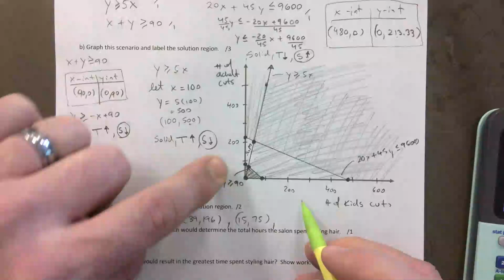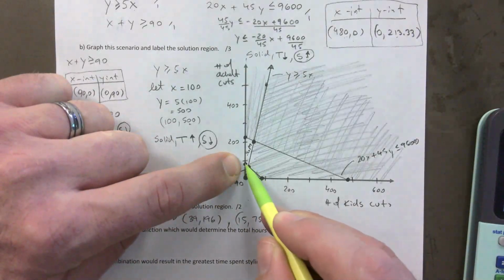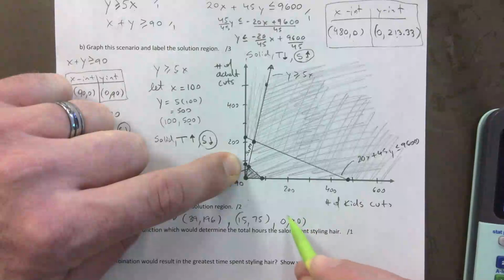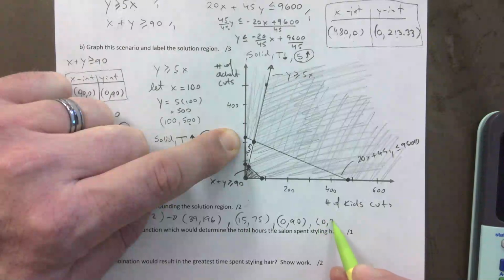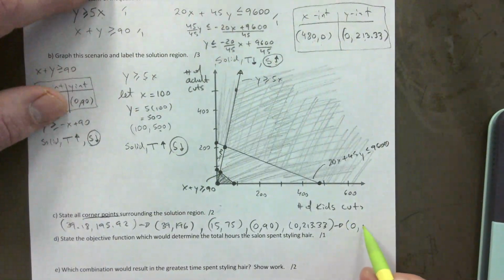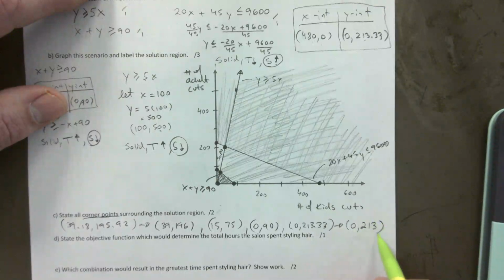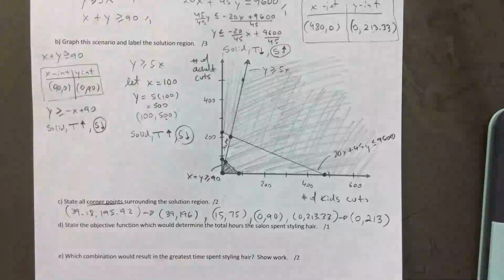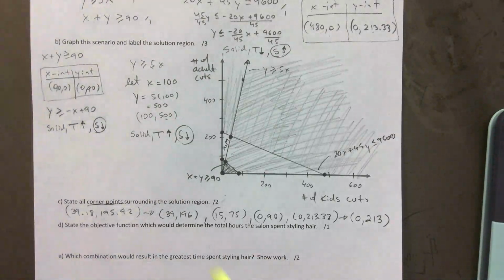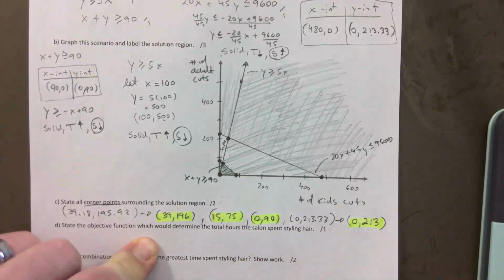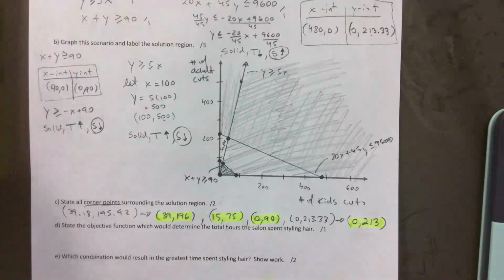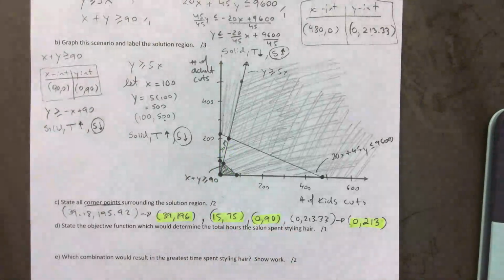And there is this intercept here, which is 0.90, and there's this one over here, which is 0.213.33. Can't have that. You need to round to 0.213. I would round down in that case. Okay. So here are the 4 corner points. 1, 2, 3, 4. There's 4 points surrounding my solution region.